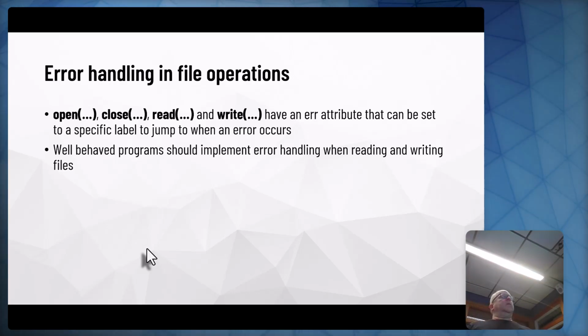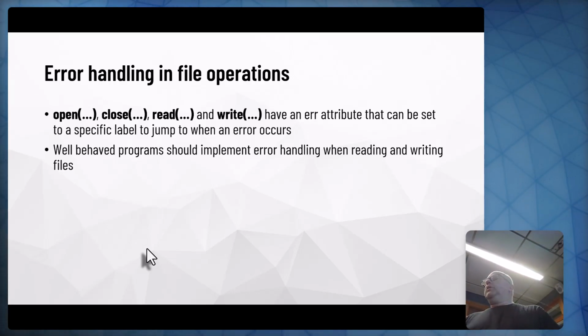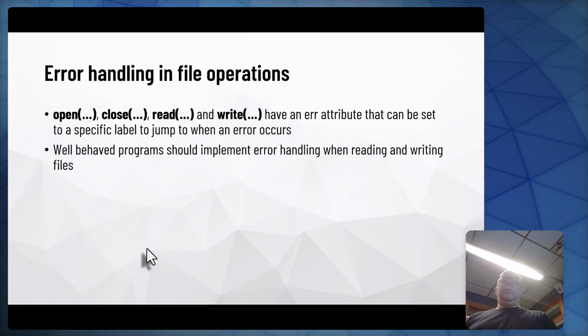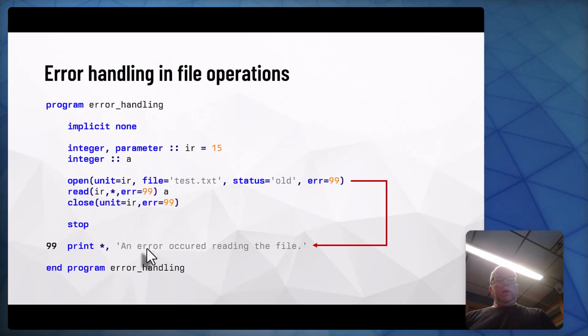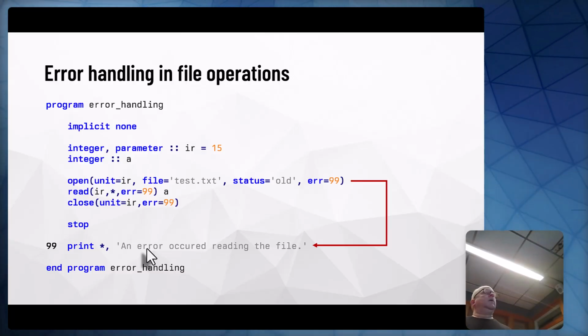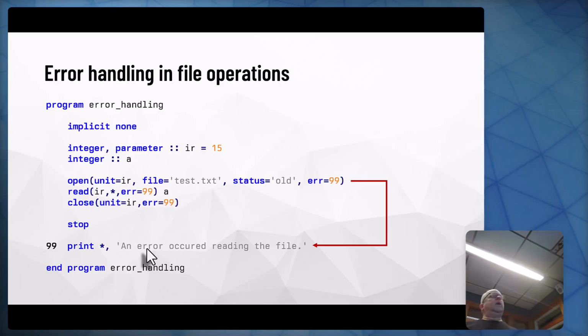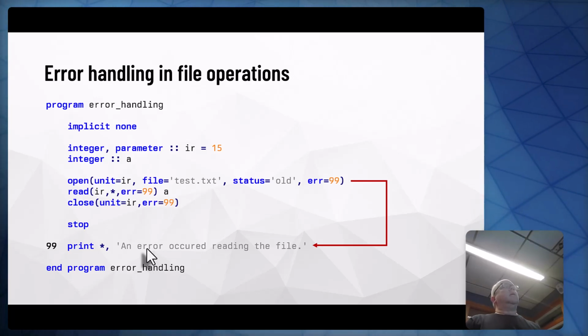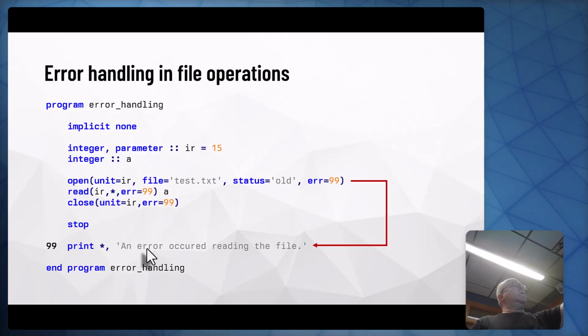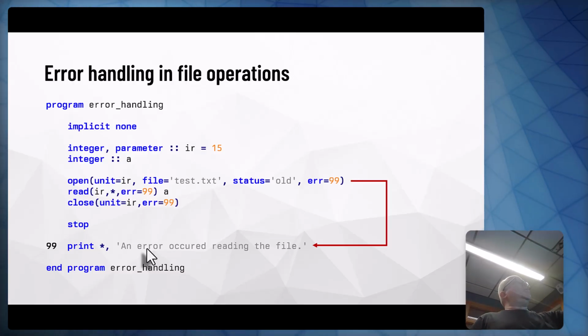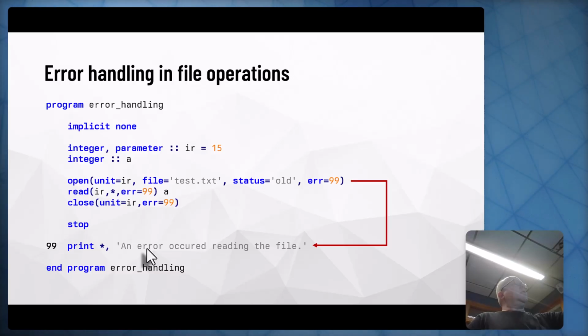In Fortran we don't have any try except routines. To handle errors in files, you need to add some extra parameters to your function calls. If you want well-behaved programs, you should make sure that you always check the error status. This is one of the exceptions where you actually use line numbers. You can see here that err=99 determines where to jump when you have an error in your file operations.